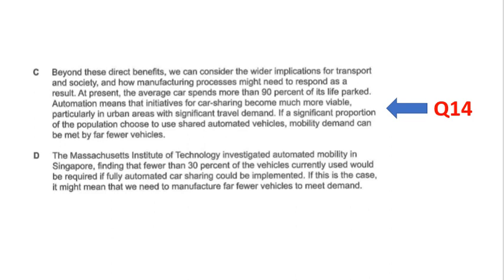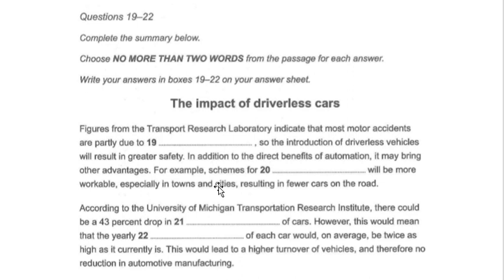What is the paraphrase for urban areas given here? Towns and cities. So what will become more workable? Car sharing. So what is the answer here? Car sharing. Schemes for car sharing will be more workable. So in addition to this, what is the benefit? Now let's go to the next question.